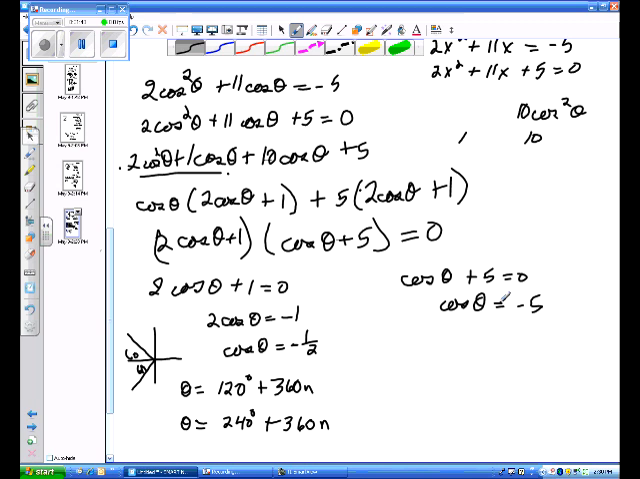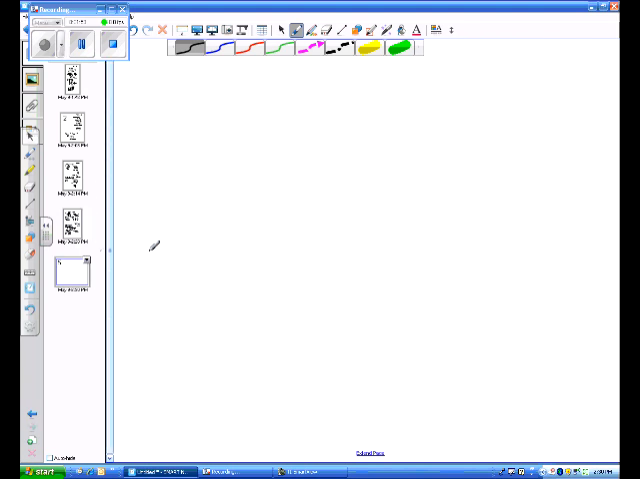Here, there is no angle whose cosine is going to be negative 5. Remember, our answers are always between negative 1 and positive 1. So that gets us all of our answers. So you may have to do some factoring, just like you would with your polynomials. It's also possible that you will need to use the quadratic formula.